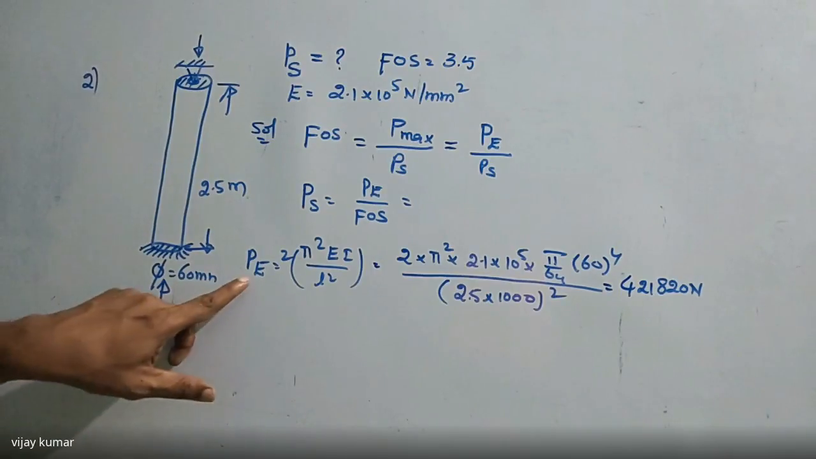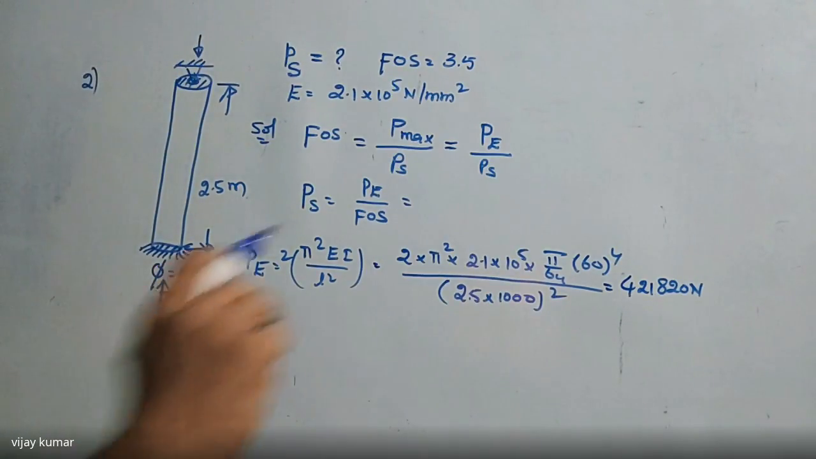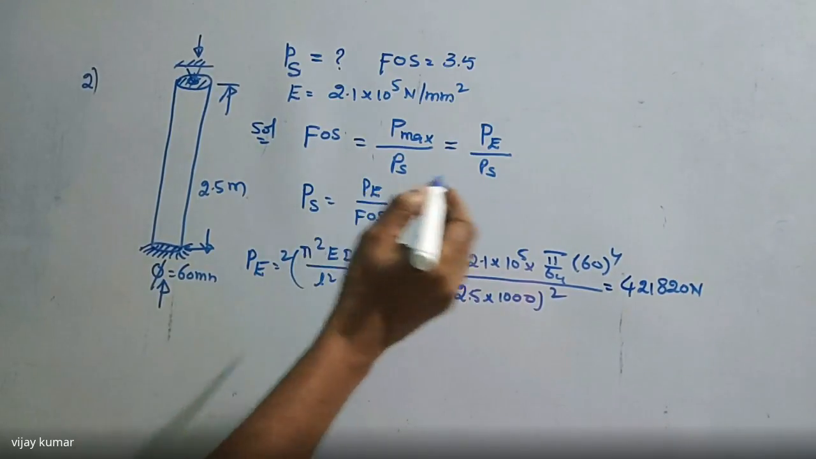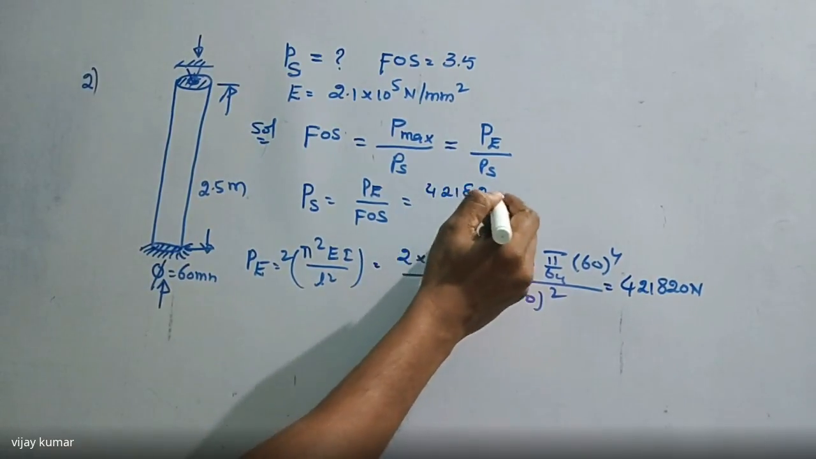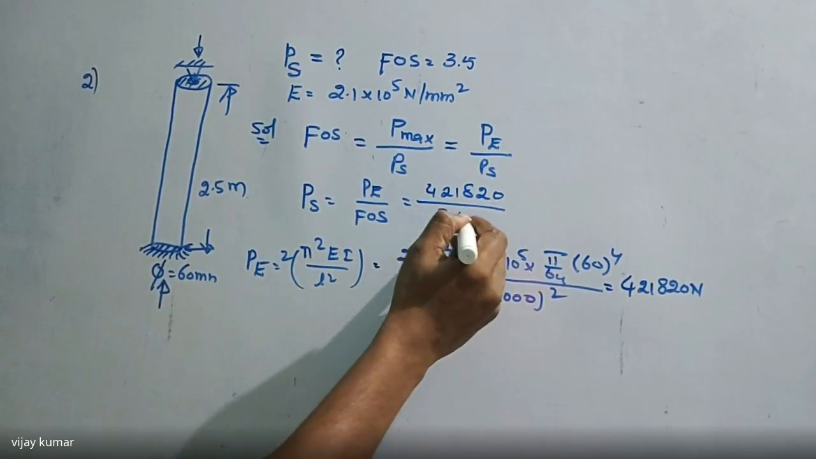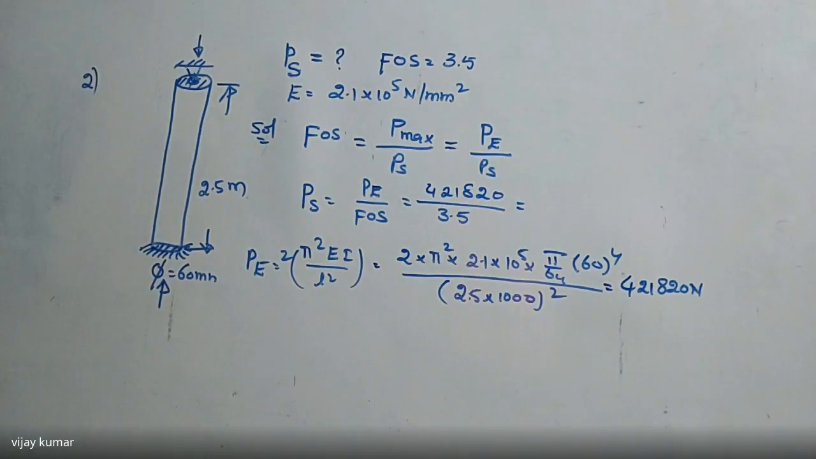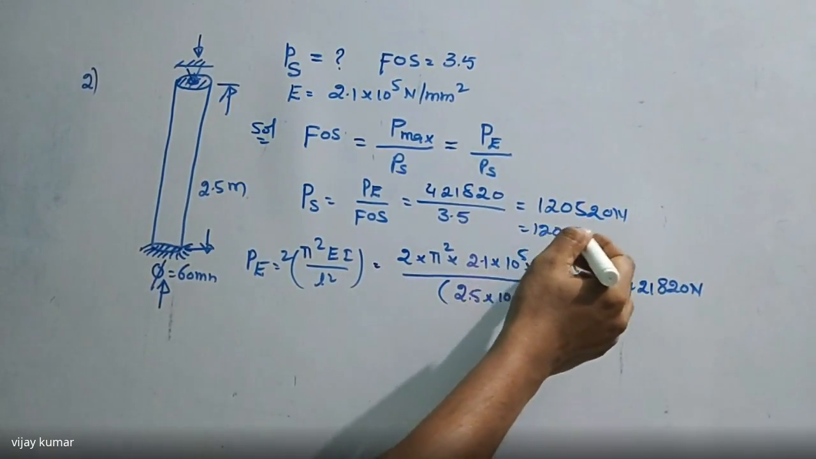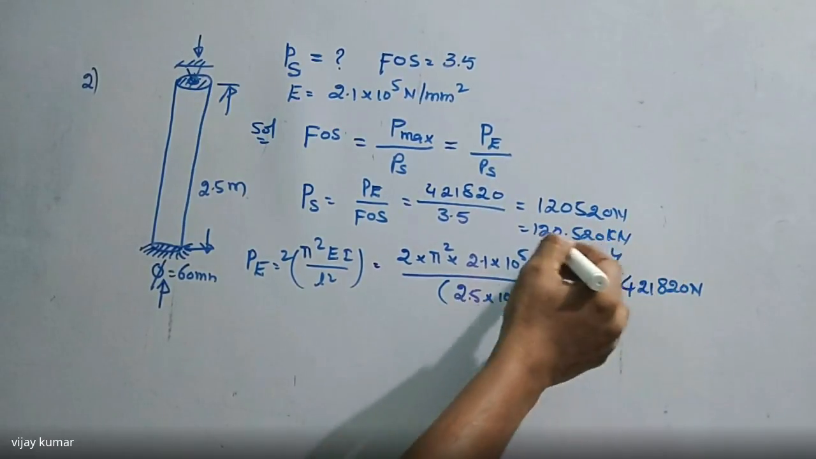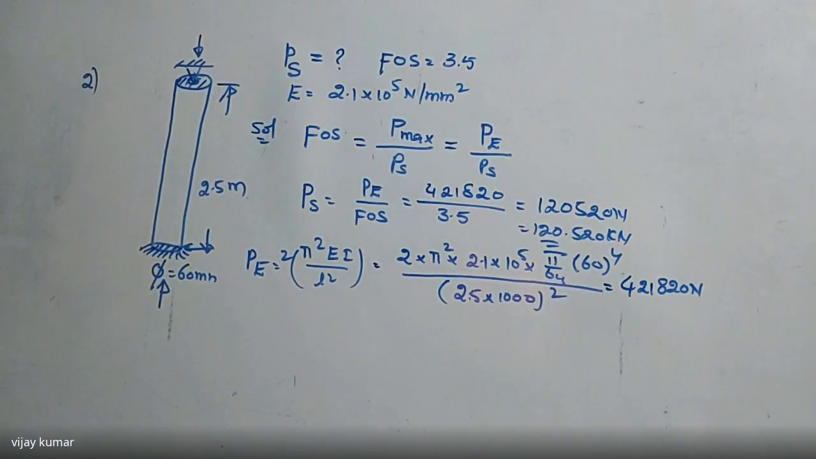This is a maximum load, but he is asking what is the safe load here. So safe load is equal to maximum load, that is 421820, divided by factor of safety, that is 3.5. Then I'm getting 120,520 newtons. Divided by 1000, 120.520 kilonewtons is the safe load which can be applied on the column, with one end hinged and one end fixed. So I hope you understood that one.